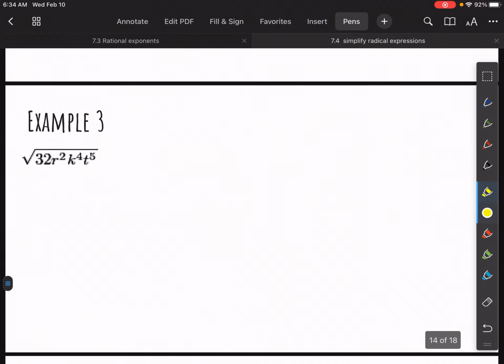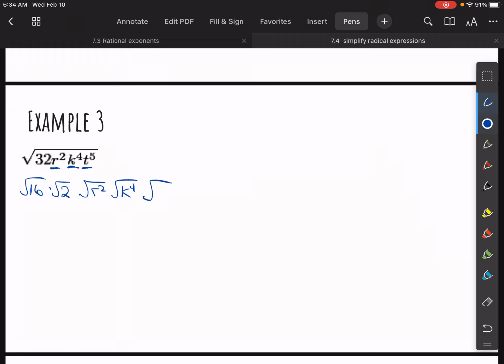All right, so let's look at this one. We have 32, so I know that 16 goes into that. Okay, so this is the square root of 16 times the square root of 2. r squared is even, so I'm going to just leave that as the square root of r squared. k to the fourth is even, so I'm going to leave that as the square root of k to the fourth. t to the fifth is not even, so I'm going to break that up: t to the fourth, that's the biggest even exponent in 5, and then multiply that by t.